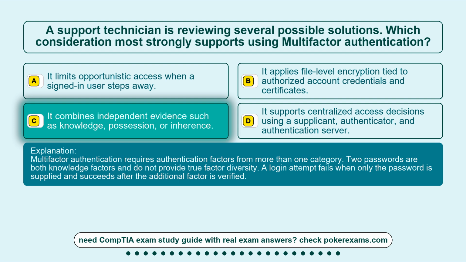Multi-factor authentication requires authentication factors from more than one category. Two passwords are both knowledge factors and do not provide true factor diversity. A login attempt fails when only the password is supplied and succeeds after the additional factor is verified.